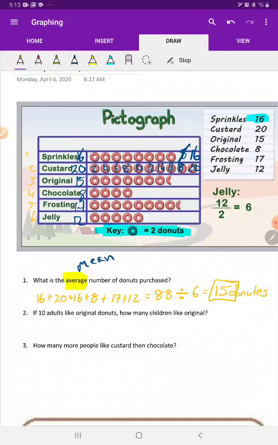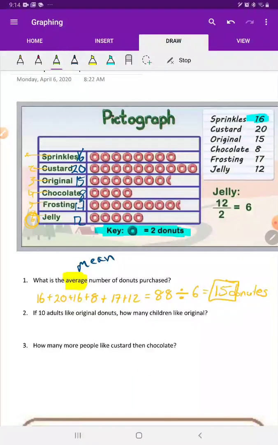Now, what if a question asked me how many kinds of donuts does the store sell? Well, the store sells 6 kinds of donuts. 1, 2, 3, 4, 5, 6. 6 kinds of donuts. All right, so an average is wanting you to look at the whole, all of the data, all of the numbers on here. I'm going to erase this in here now because you shouldn't need it anymore.